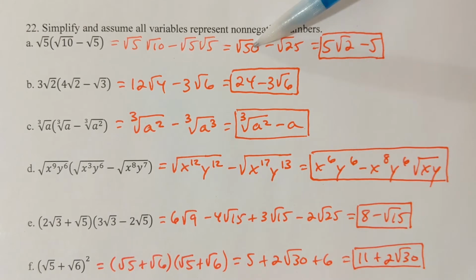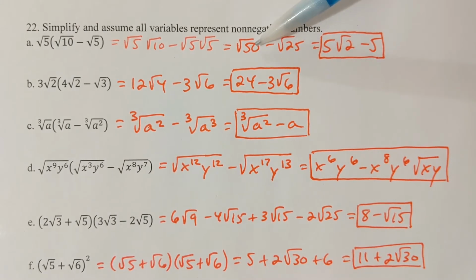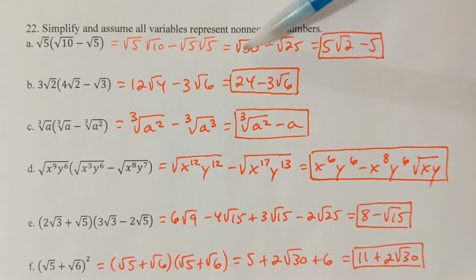The square root of 50 can be simplified. I know that 25 times 2 is 50, and I also know the square root of 25 is 5. So 5 times the square root of 2, that would be the simplified form of the square root of 50. 5 root 2 minus 5, that would be my answer. Okay, now of course I can't combine either of these, right? One term has a radical and one does not. So this is as simplified as I can get it.